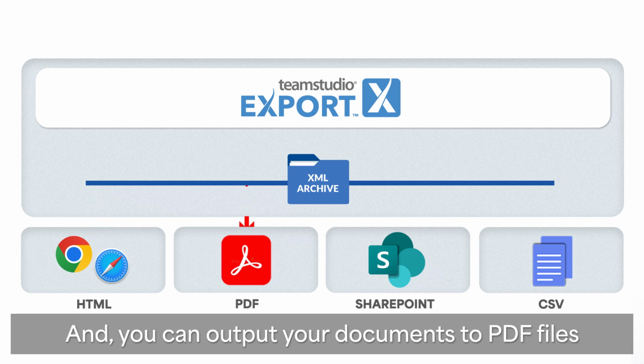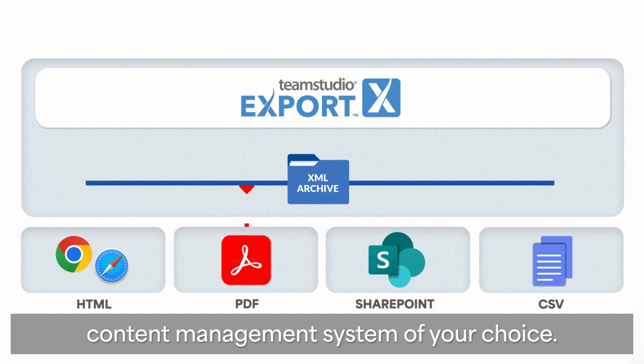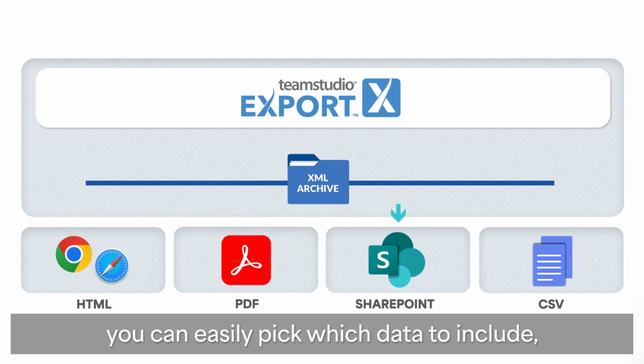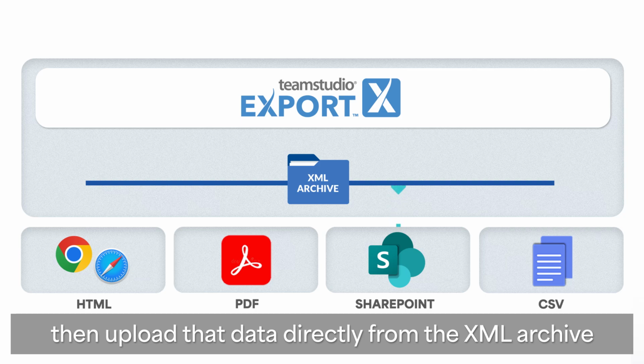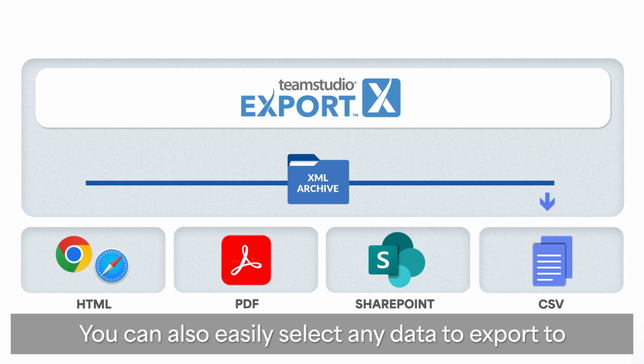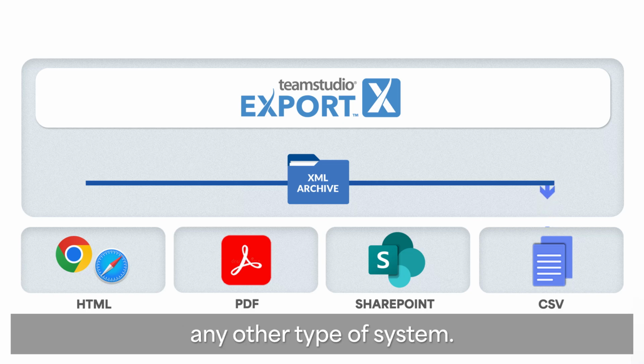And you can output your documents to PDF files and then import them into the content management system of your choice. If you're moving to Microsoft SharePoint, you can easily pick which data to include, then upload that data directly from the XML archive to a SharePoint list. You can also easily select any data to export to CSV format for transfer into just about any other type of system.